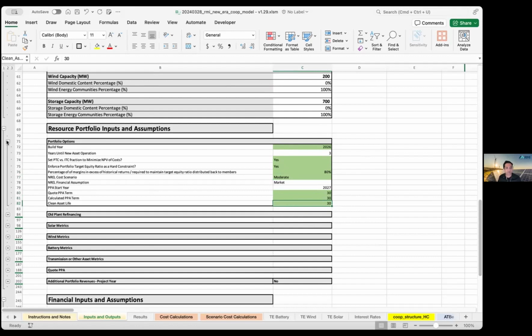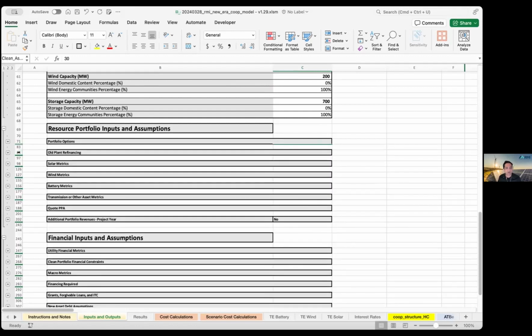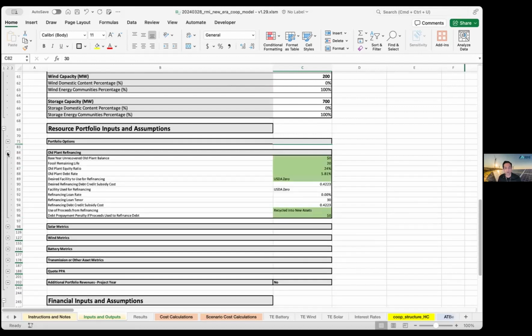So let me move on from those portfolio level options to talk about a couple of other features. One other really important feature, particularly in the New Era program, is that the New Era program also provides utilities with the option of using a portion of the New Era debt to refinance unrecovered costs or old debt associated with existing assets. And so one of the options here is you can enter in a fair bit of the details on that old plant or old debt that you might be refinancing.